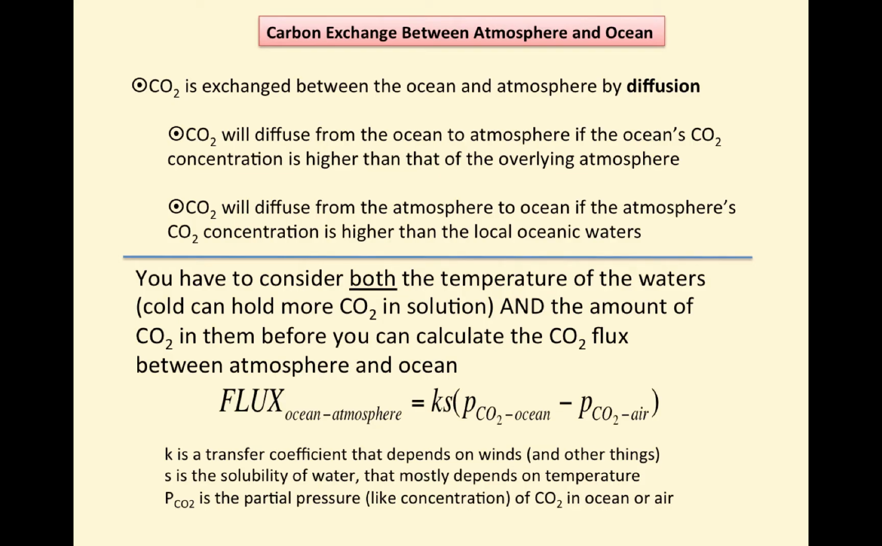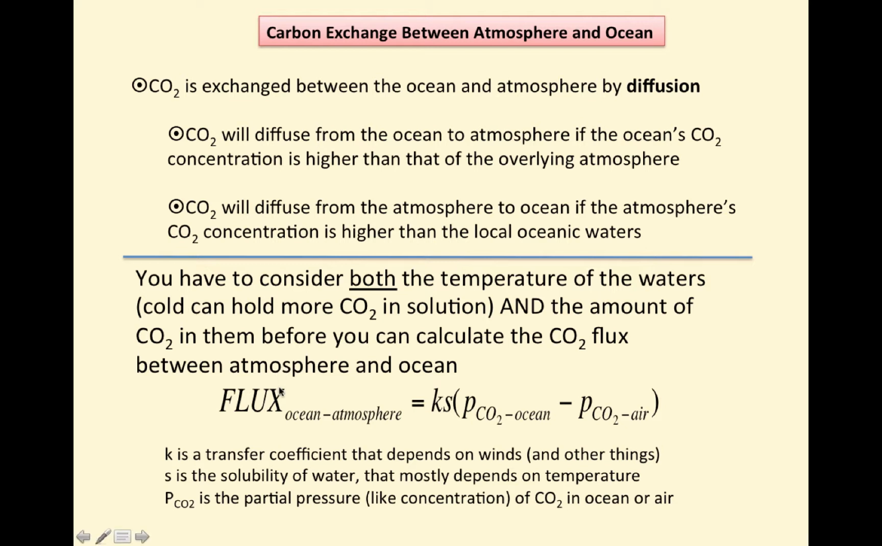How this works with carbon in the oceans. CO2 will diffuse from the ocean to the atmosphere if the ocean's CO2 concentration is higher than that of the overlying atmosphere. CO2 will diffuse from the atmosphere to the ocean if the atmosphere's CO2 concentration is higher than the local oceanic waters. You have to consider, however, both the temperature of the waters, because cold water can hold more CO2 in solution, and the amount of CO2 in between them, in other words, the partial pressure difference between them, before you can calculate the CO2 flux between the atmosphere and the ocean.